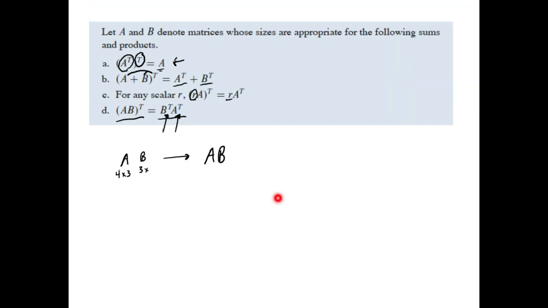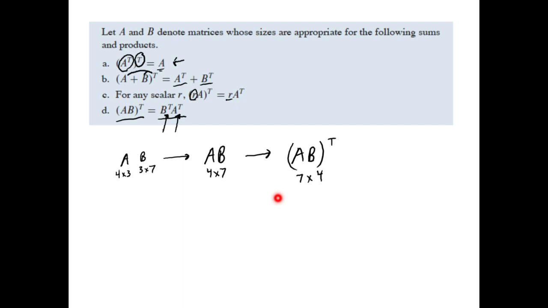Okay, so B is a 3 by 7 matrix. When I do the product, I get 4 by 7. AB is just a matrix, so when I find the transpose of that matrix, the result is going to be 7 by 4. We saw that earlier, right? The number of rows and the number of columns switches when you take the transpose.